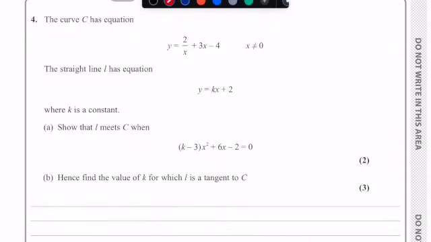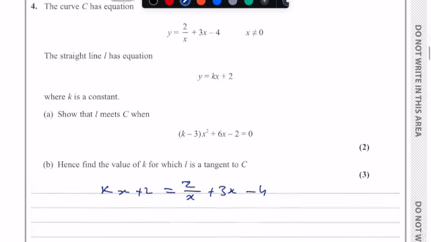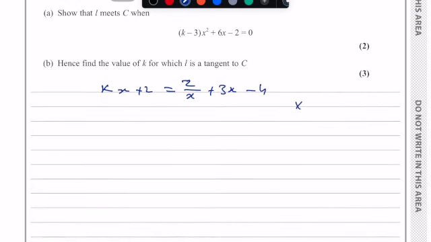Moving to number 4, we have the curve C has equation y equals 2 over x plus 3x minus 4. The straight line L has the equation y equals kx plus 2, where k is a constant. Show that L meets C when the equation takes place. Let's do it. So we have kx plus 2 equals 2 over x plus 3x minus 4. So in this case, multiply by x.